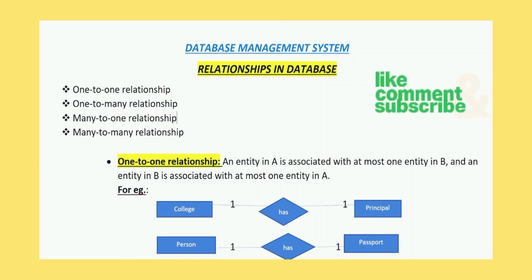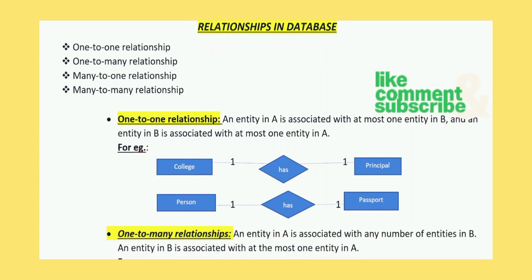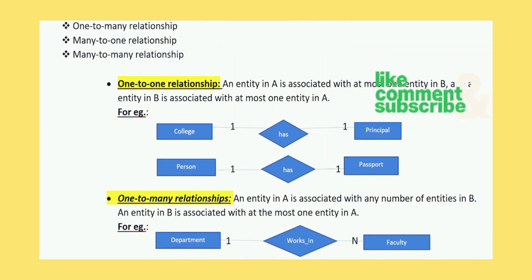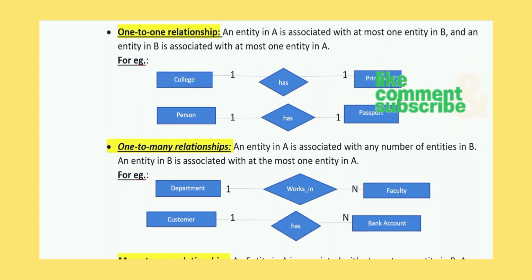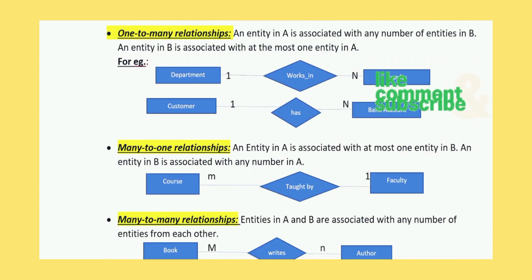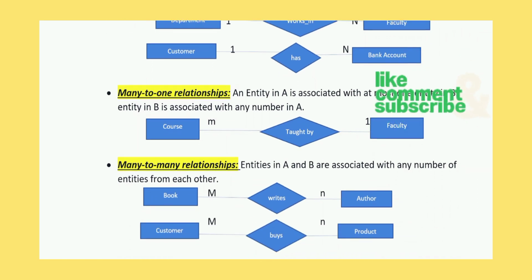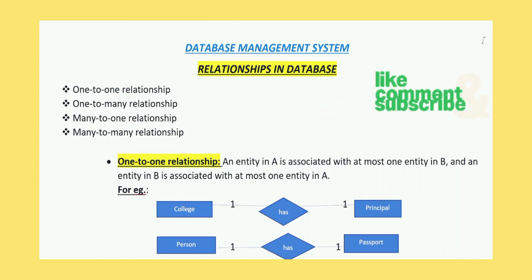But if you get the same topic in a long question, for 7 to 10 marks, you can say, then you have to first mention the types of relationships in database. Then one by one, you have to mention the definition, examples, and diagrams associated with the relationships, so that the complete concept becomes clear from your answer, as I have mentioned here. Fine. Now I'm going to explain all the topics one by one.